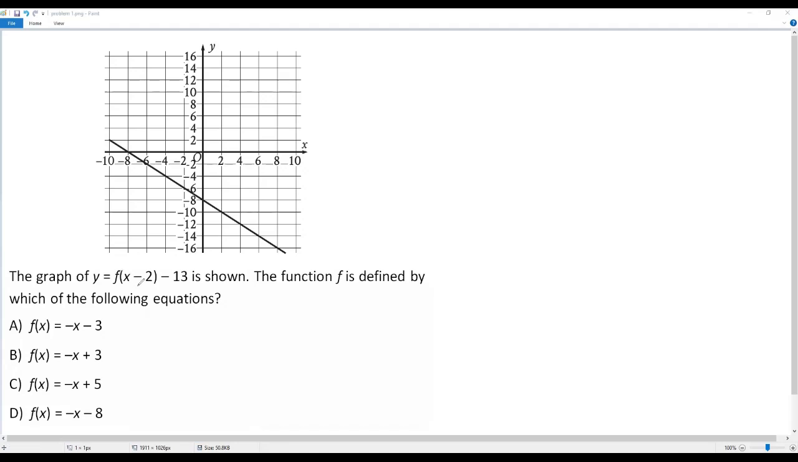The graph of y = f(x − 2) − 13 is shown. The function f is defined by which of the following equations? Using the given information, we have to find the function f(x).